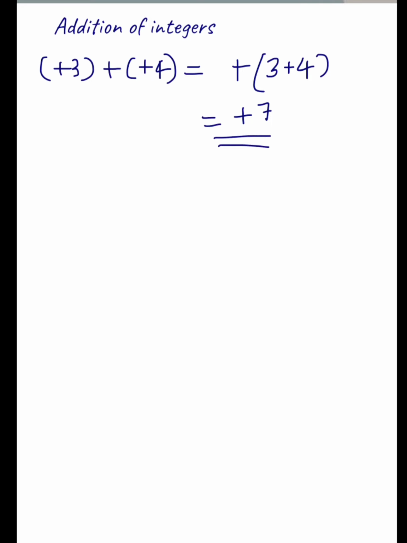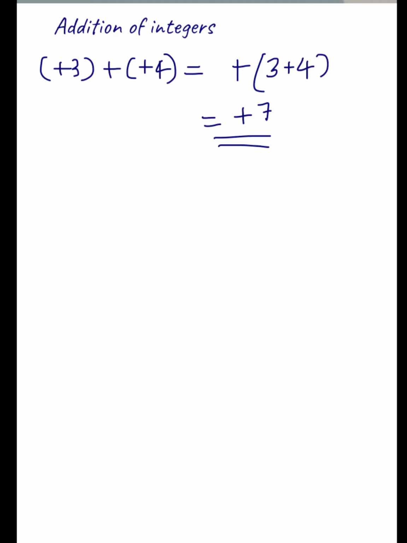Okay, you have to just add the numbers and put the plus sign. The plus sign is not necessary, and if you are putting it also, there is no problem. Okay, so if you are adding any two positive integers, you have to just add the numbers and put the positive sign. This is very easy. Addition of positive integers. Now let's see what happens when we are adding any two negative integers.